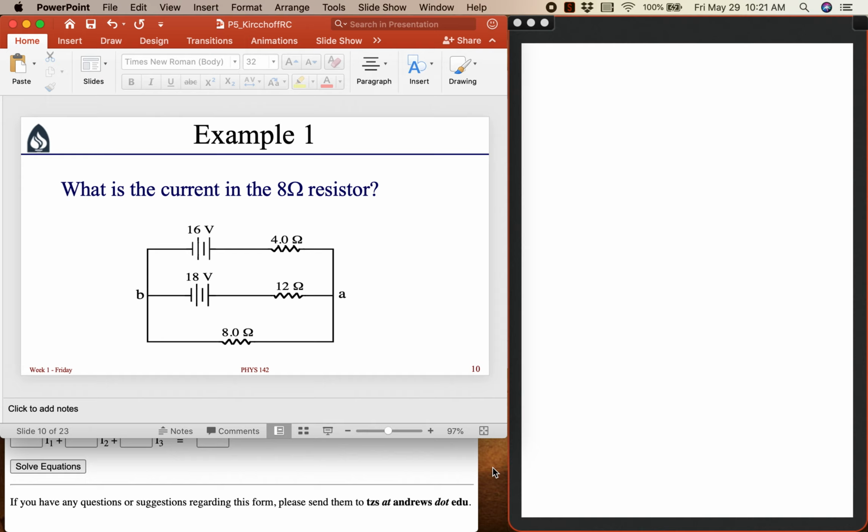Next, let's look at an example problem where we apply Kirchhoff's rules. We want to know what is the current in the 8 ohm resistor in this circuit. So first let's reproduce this circuit so that we can annotate it as we go along.